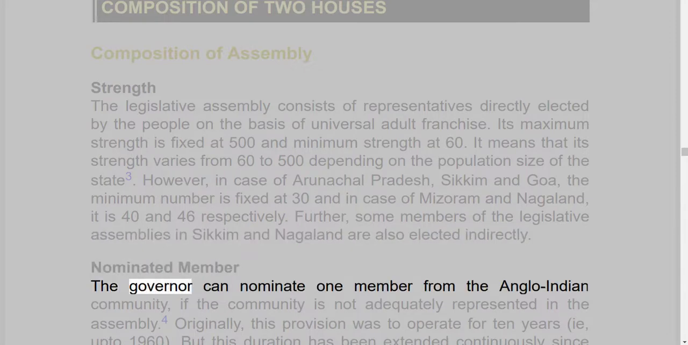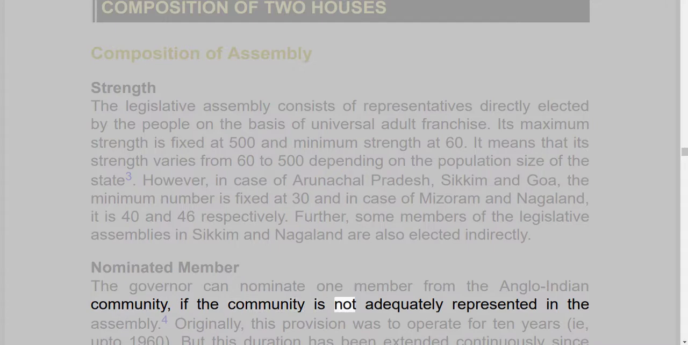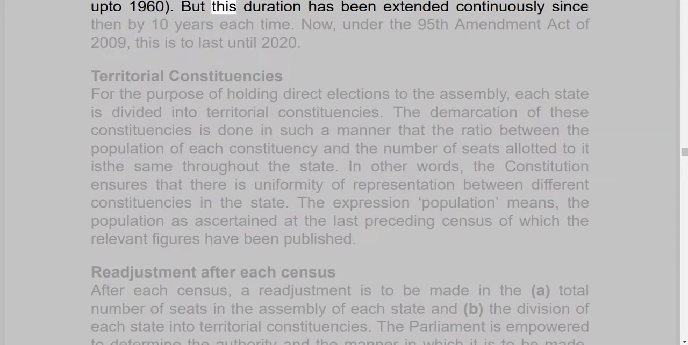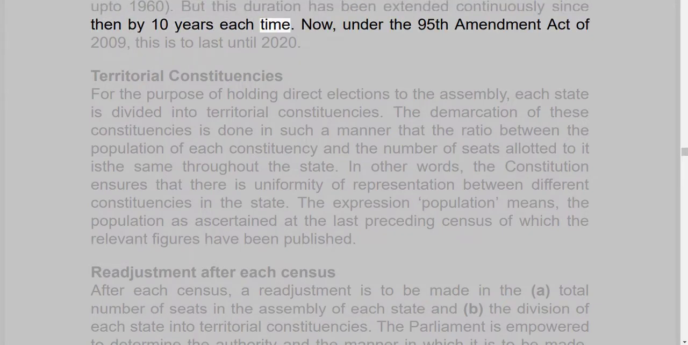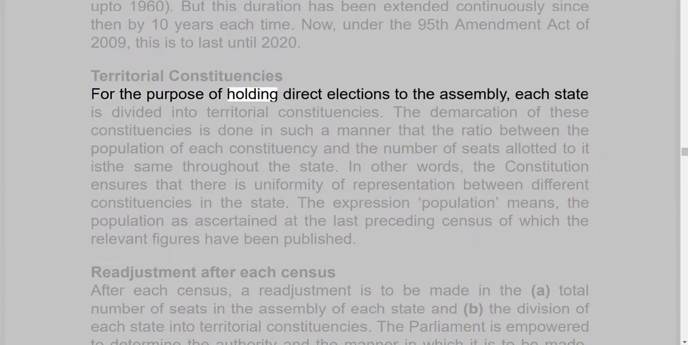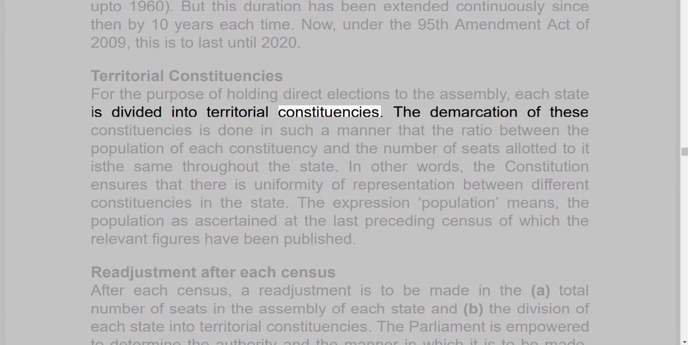Nominated member. The governor can nominate 1 member from the Anglo-Indian community if the community is not adequately represented in the assembly. Originally, this provision was to operate for 10 years, i.e., up to 1960. But this duration has been extended continuously since then by 10 years each time. Now, under the 95th Amendment Act of 2009, this is to last until 2020. Territorial constituencies. For the purpose of holding direct elections to the Assembly, each state is divided into territorial constituencies.